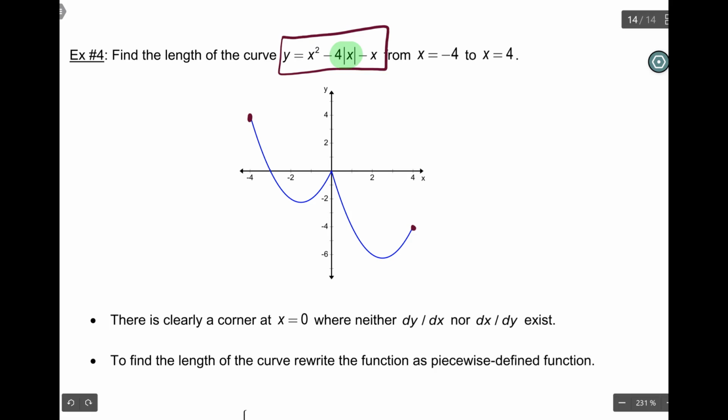Okay, so we know if x is less than 0, let's see, y is equal to x squared minus 4x minus x. So we can simplify this and say, okay, well, this is the equation.